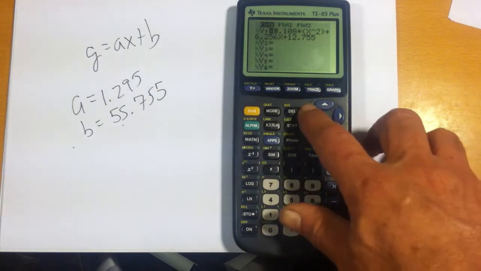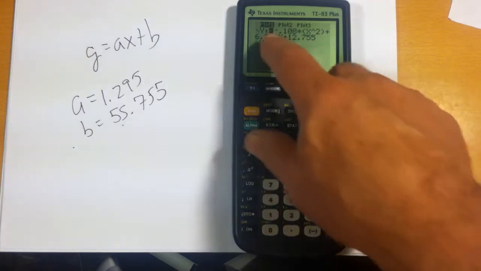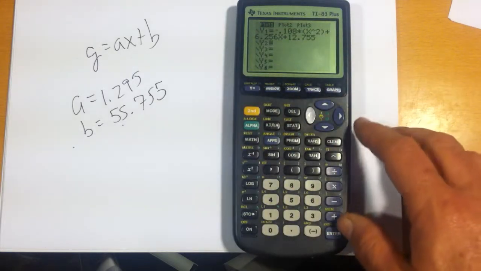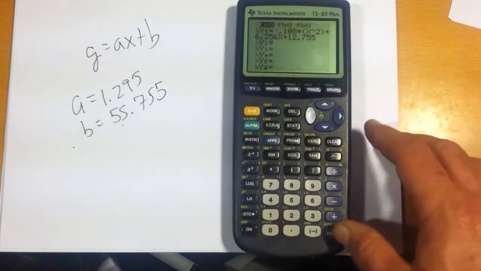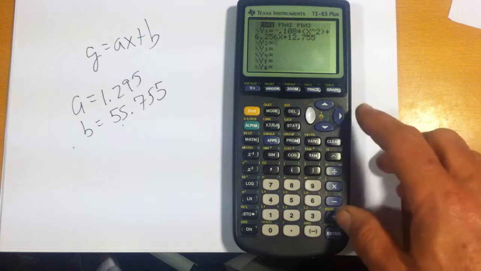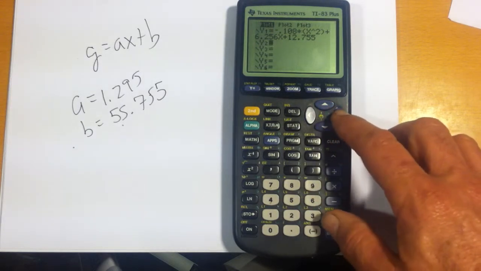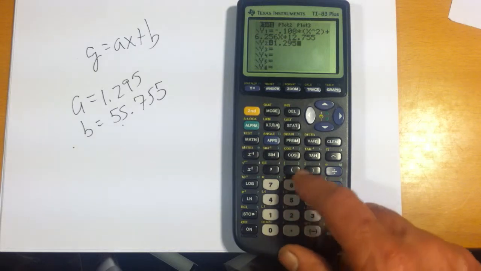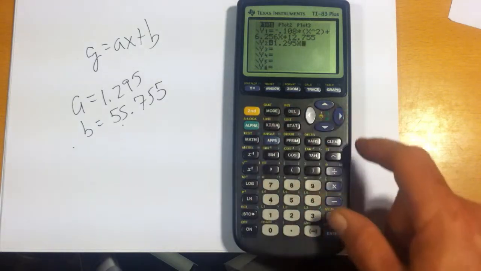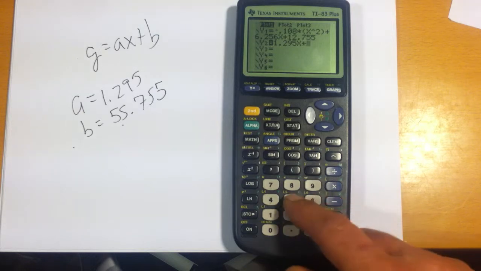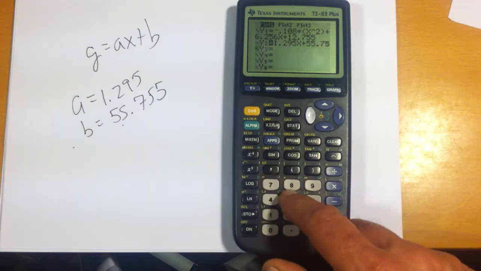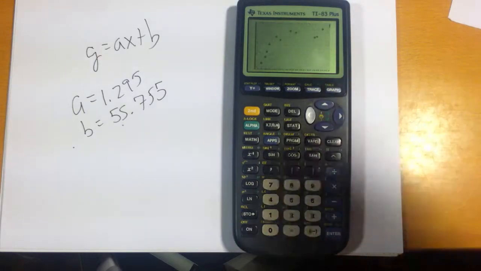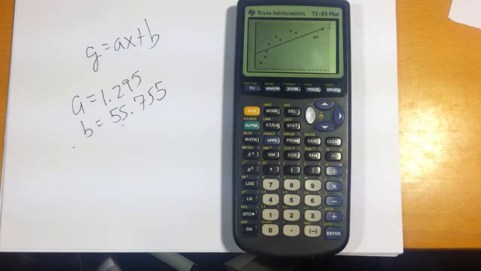So I'm going to turn this off. The way you can turn this off is put your cursor on the equal sign and hit enter, and see how it's no longer highlighted. I'm going to highlight this one and enter 1.295x plus 55.755, and then I'm going to graph that, and you can see how the line goes through.